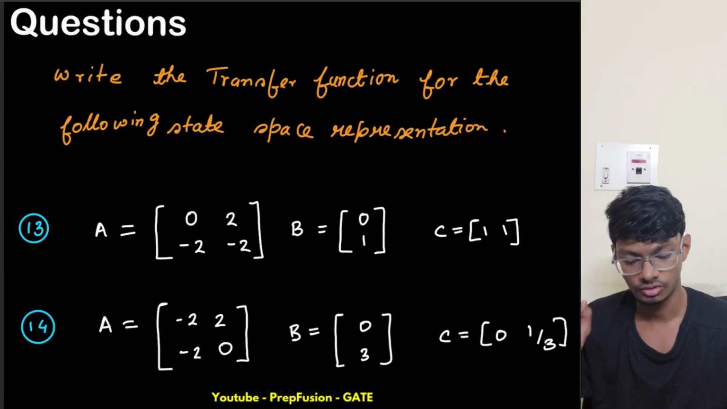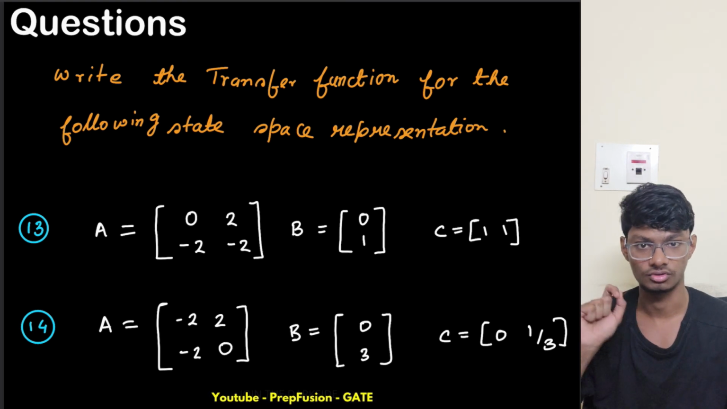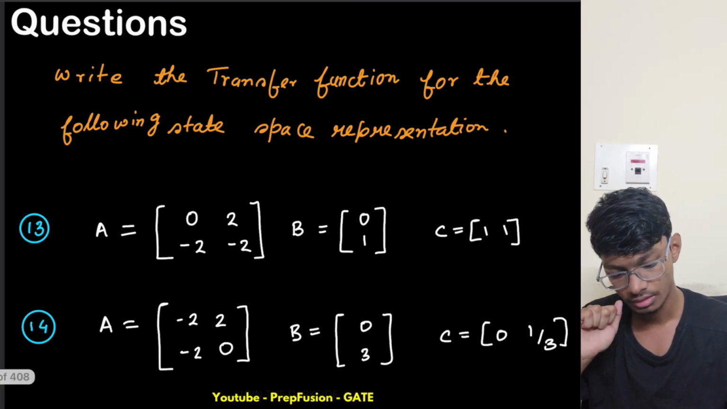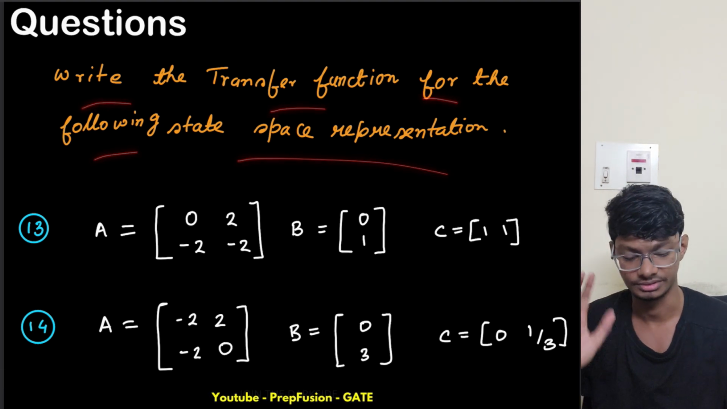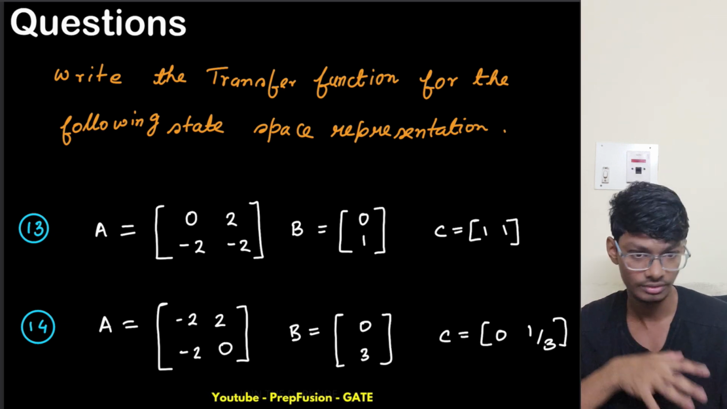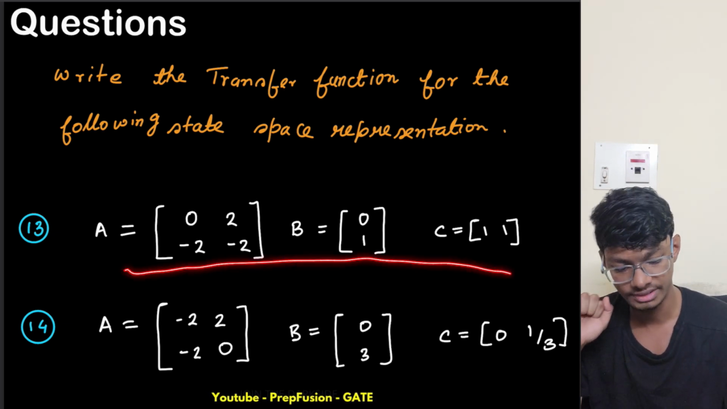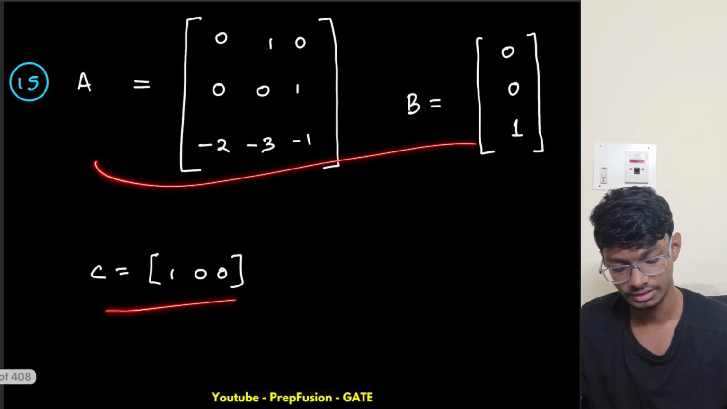Now what we'll do is solve questions, right? So take the screenshot and solve it for yourself. Then I will solve. Obviously pause the video. Now write the transfer function for the following state space representation. We have to write the transfer function for the following state space representation, right? So we have been given A, B and C, all these matrices. We just have to find the transfer function.